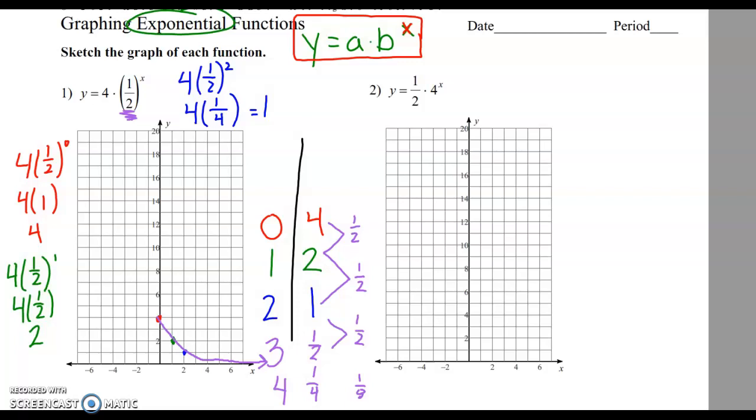So then to find points on the other side of 0, we can either plug in values or take the pattern backwards. The opposite of multiplying by 1/2 would be dividing by 1/2. So 4 divided by 1/2 is 8. So when we were at -1, we would be at 8. I could keep playing this game. 8 divided by 1/2 would be 16. So at -2, we were at 16.